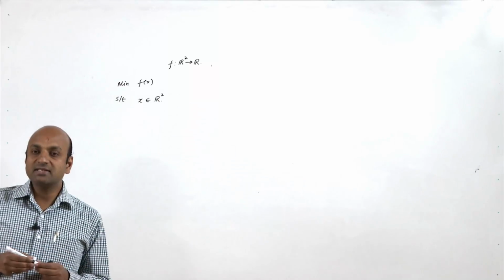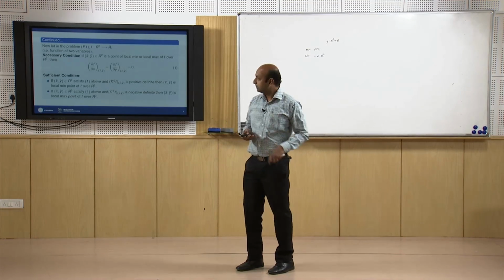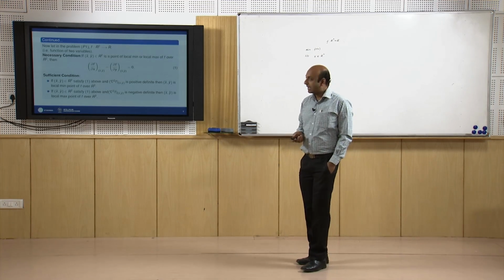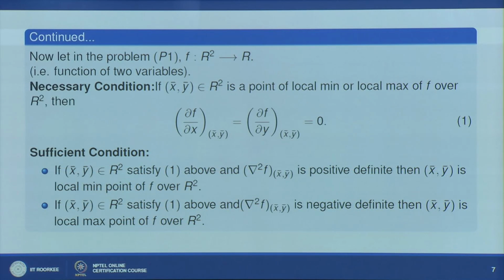So, how to optimize, how to find maximum and minimum values of such functions? We first have a necessary condition. What is that? If (x bar, y bar) belonging to R2 is a point of local minimum or local maximum of f over R2, then del f upon del x at (x bar, y bar) and del f upon del y at (x bar, y bar) are always 0.